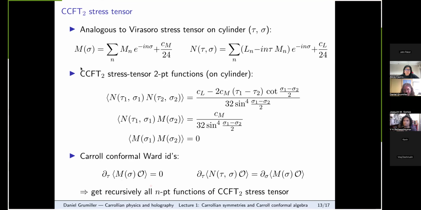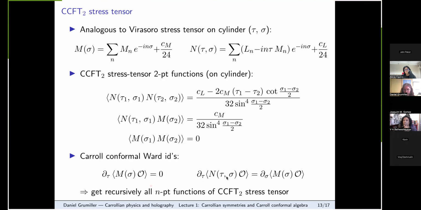Well, okay, this is sort of obvious because M depends just on sigma. And the second Ward identity relates the tau derivative of N in such an insertion with the sigma derivative of M. This is because if you take the tau derivative of this expression here, you get a minus i n M, and minus i n is also what you get when you act with the sigma derivative on the super translation part of the stress tensor.